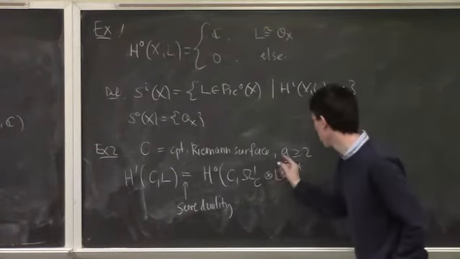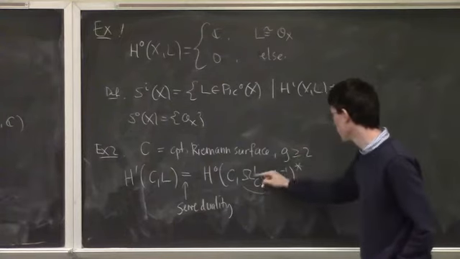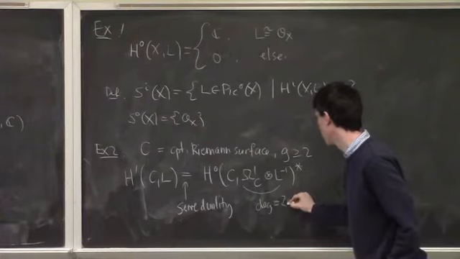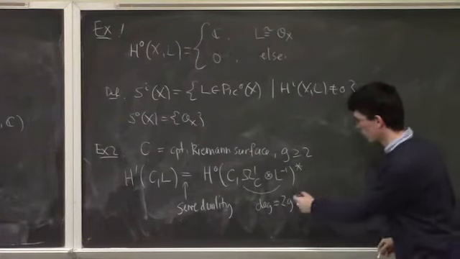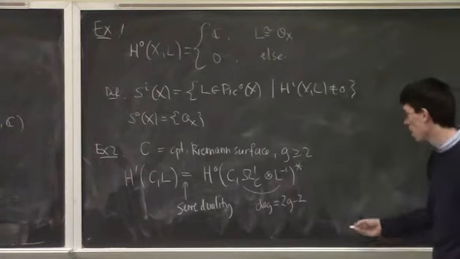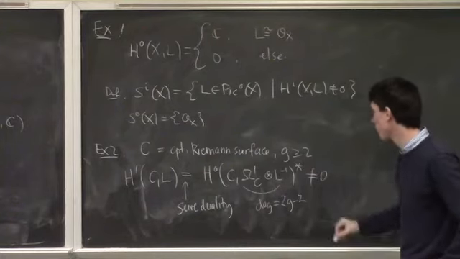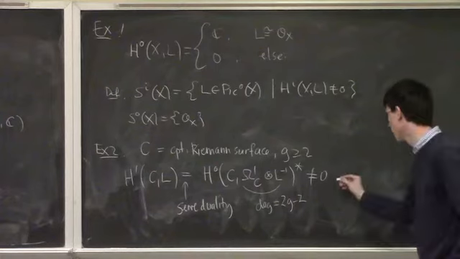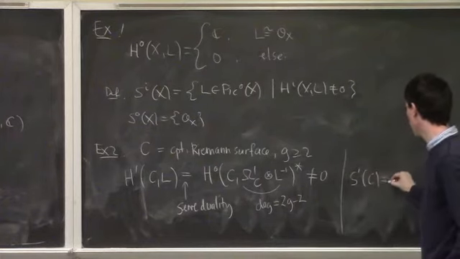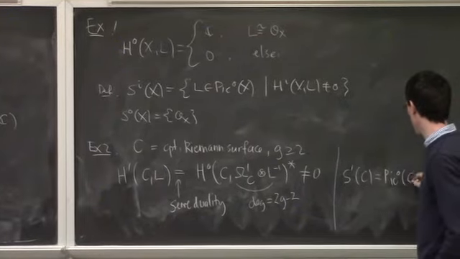Here, in the case of a curve of genus at least 2, this is a line bundle of degree 2g minus 2, because that's the degree of the sheaf of differentials, and this line bundle has degree 0. Just for degree reasons, this is always non-zero. So the conclusion is that S_1 of a curve is always the entire Picard variety of the curve.